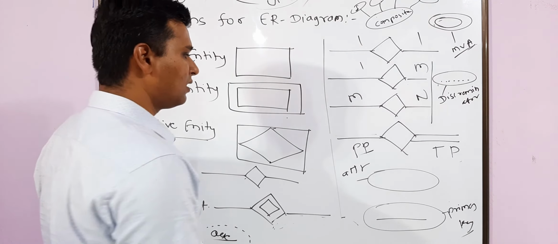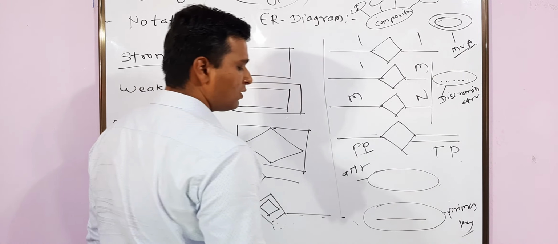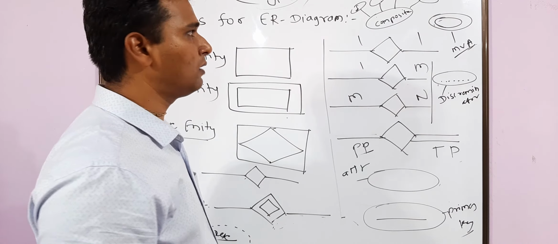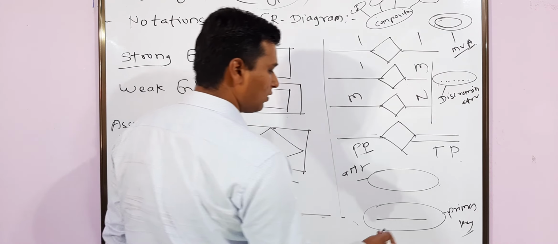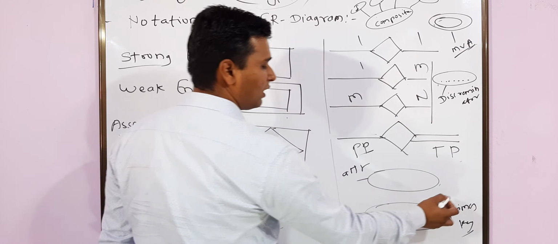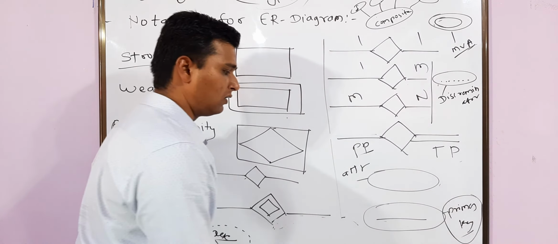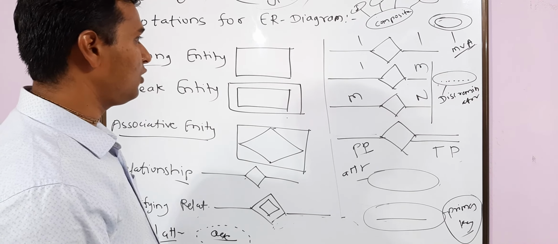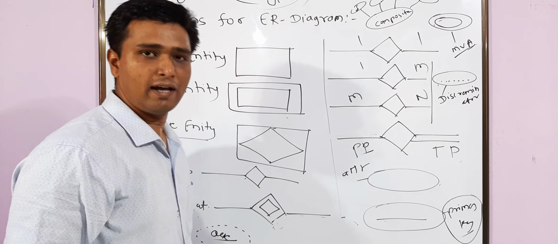Next is the simple attribute. When I want to represent a primary key, I will note it with an underline. This is called an attribute which is a primary key. In this way I told you all the basic ER notations.